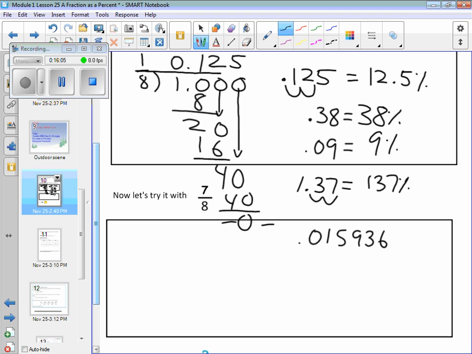0.01596 as a percent. Caitlin. 15,936%. Ooh, no. We moved the decimal way too much. Leah. 1.596. Move the decimal twice. Drop the rock, I say. Move it and drop the rock. 1.596%. Come up and get a ticket.